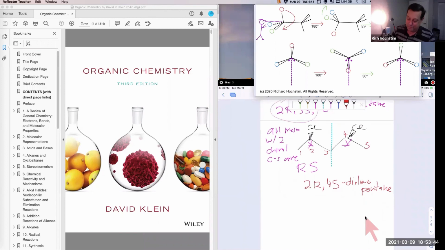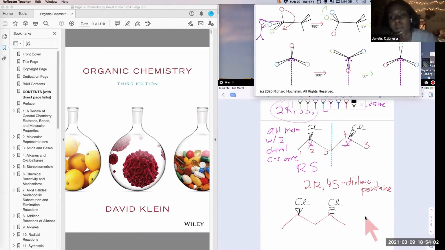Now, if I were to draw something like this, I put 1 chlorine here, and I put another chlorine over here. That's not a meso compound. Do you agree? Yeah, it's not. It would be.